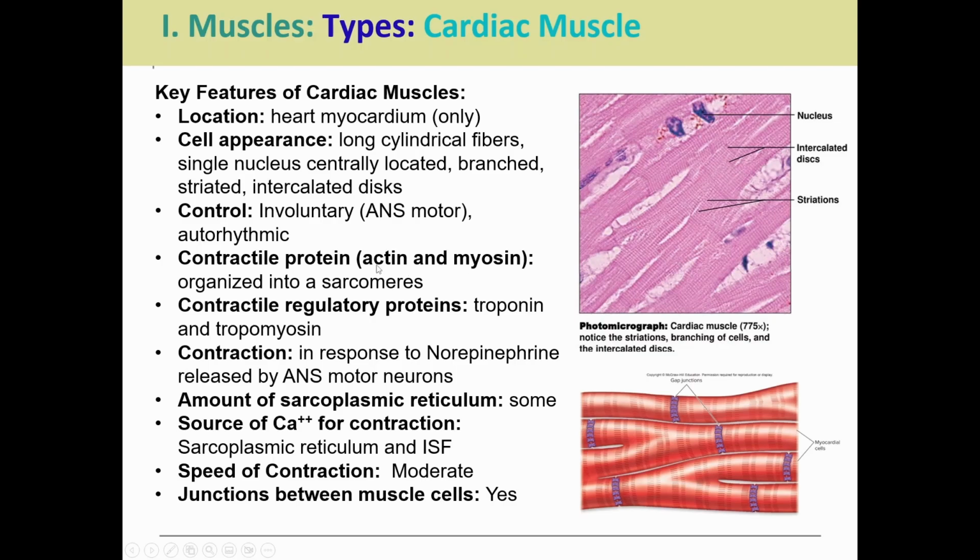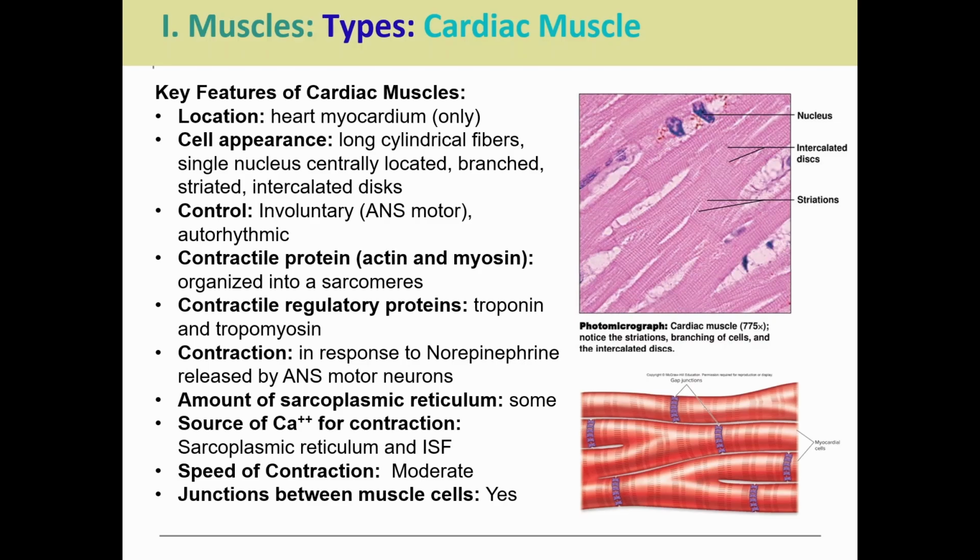We're also organized into sarcomeres, with the actin and the myosin being the contracting proteins. Same thing, troponin and tropomyosin are going to be the regulatory proteins. However, rather than acetylcholine, we're responding to norepinephrine. And you'll notice that we're responding to norepinephrine coming from the autonomic nervous system, meaning this is also going to be involuntary, meaning we don't have conscious control.